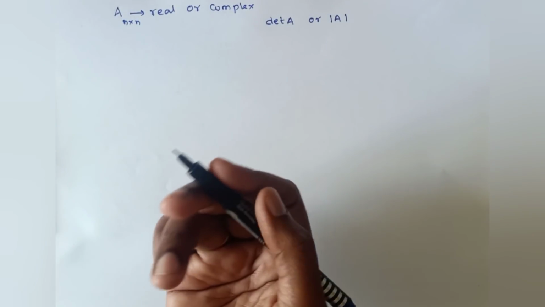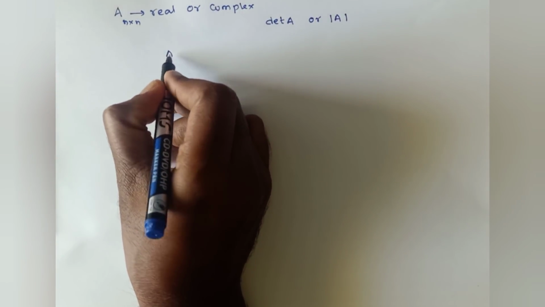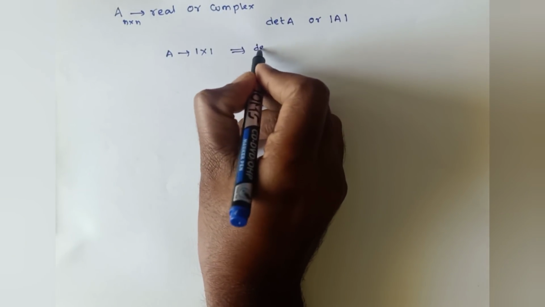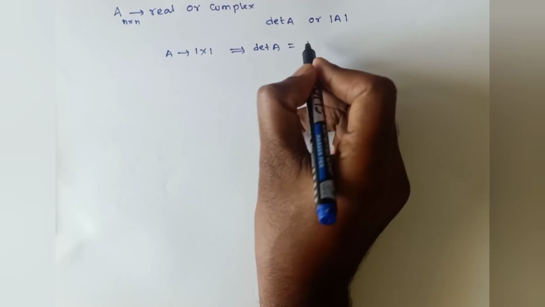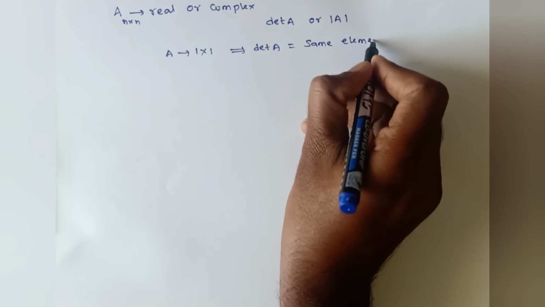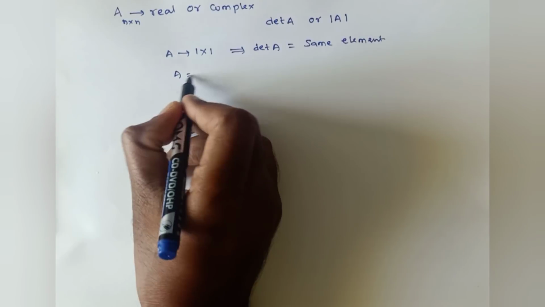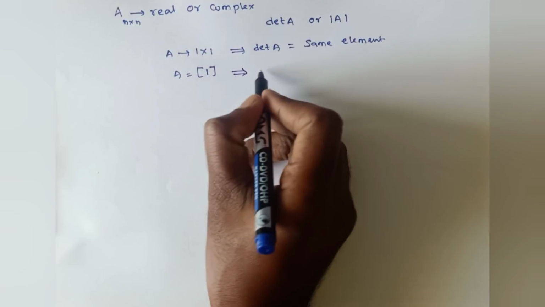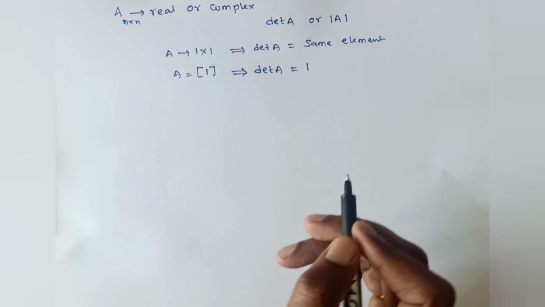Then what is the determinant of a 1 by 1 square matrix? We define A as a square matrix of order 1 by 1. The determinant of that matrix is the same element, the element present in the matrix A. For example, A is a matrix of order 1 with the element 1. Then the determinant of this matrix is equal to 1.